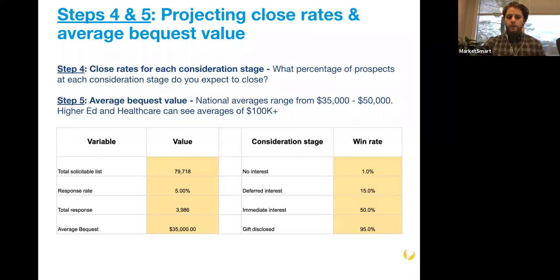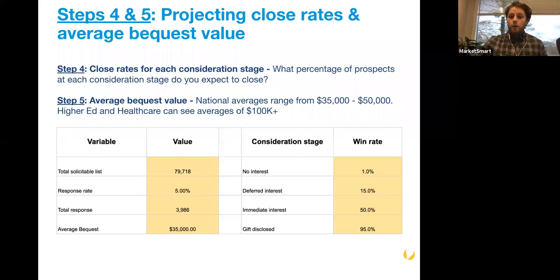So over here on the left, focus on where it says variable and then value. These are nothing new. When we were talking about the solicitable list size, again, there's the 80,000 number. That's that original pie chart. Those are our digital and print media. That's the total number of people that we're going out to. The response rate, again, 5%. The total response, just what we were looking at a moment ago, nearly 4,000 individuals. Now, we've entered in here our average bequest amount, $35,000.